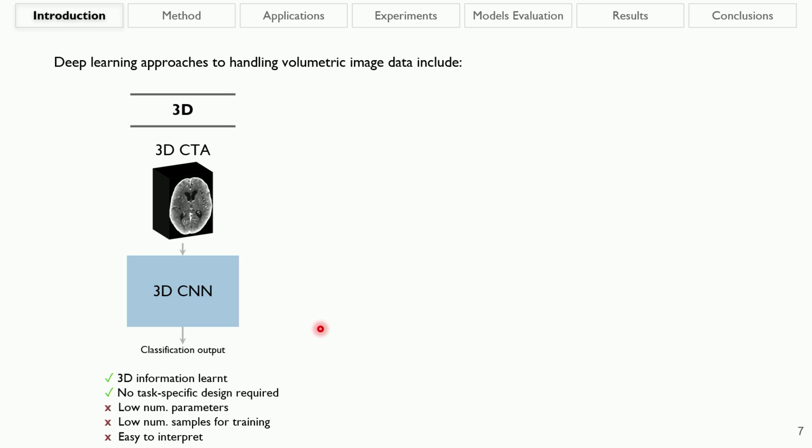One approach consists of using 3D convolutional neural networks, CNNs. These employ 3D learnable kernels capable of capturing the volumetric spatial context. Thus, in this case, the 3D information is learned and there is no need for a task-specific design for the input. The input can be the original 3D image itself. However, compared to 2D models, 3D models have more parameters to be trained, and therefore they require more samples for training, which can be hard to obtain in the medical field. Also, analyzing and interpreting the 3D feature maps learned by 3D models is harder, since they need to be visualized using specialized 3D medical viewers or slice by slice.